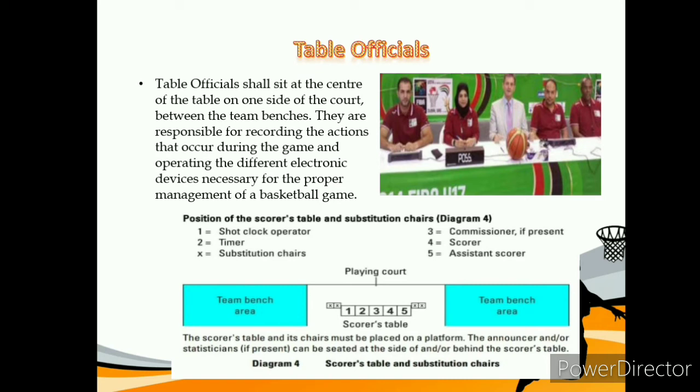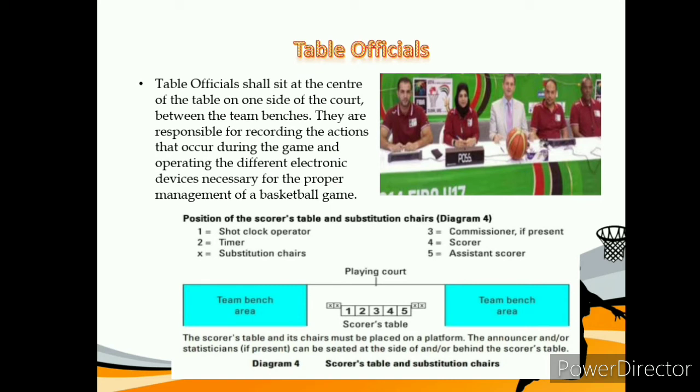So how does it work? For example, if a player inside the court committed 5 fouls, he or she must be disqualified and be replaced by another player on their team. A substitute player has the opportunity to play just by requesting the officials. And if they are allowed, they will wait at the substitution chairs.